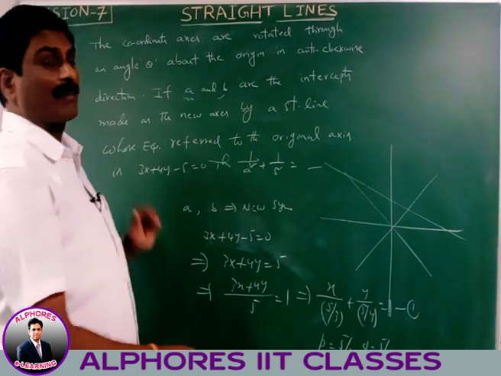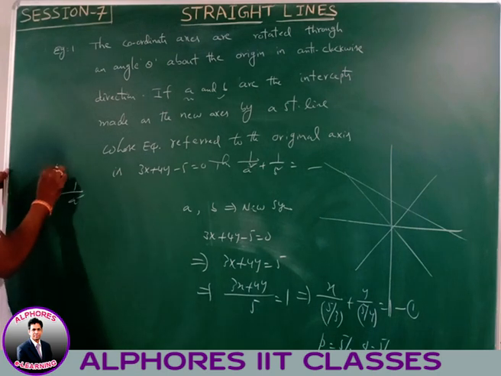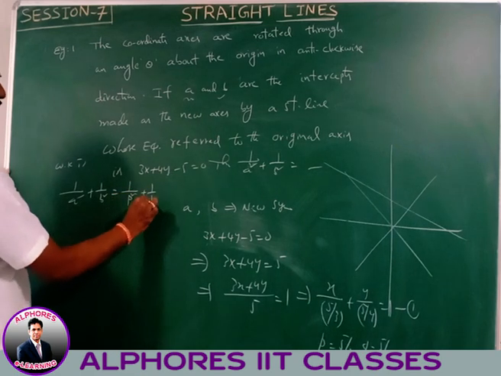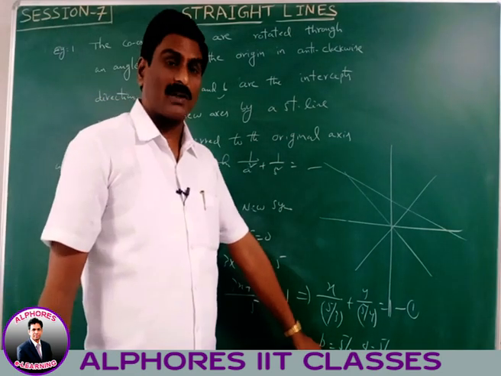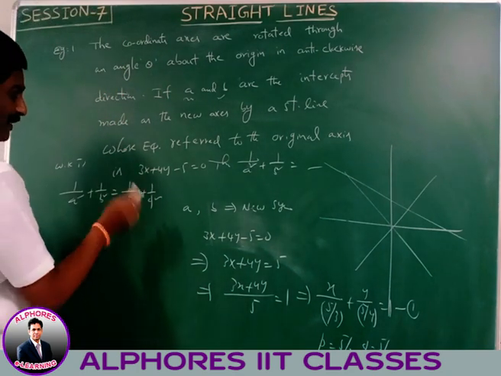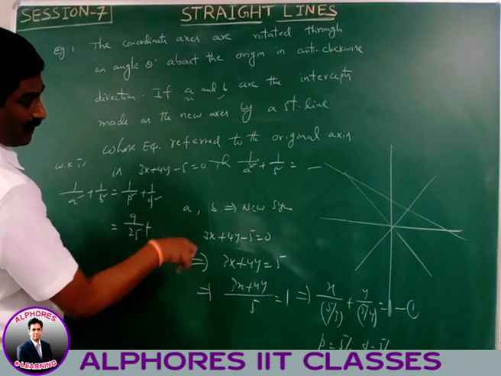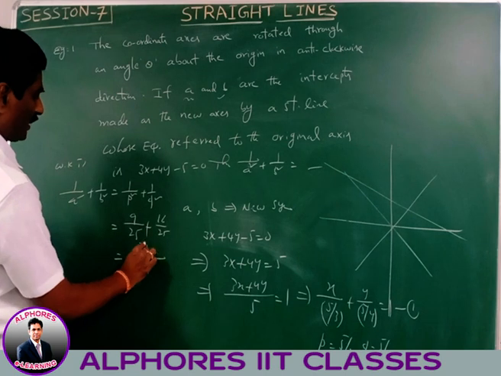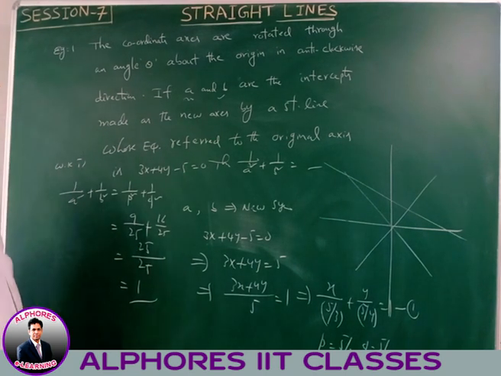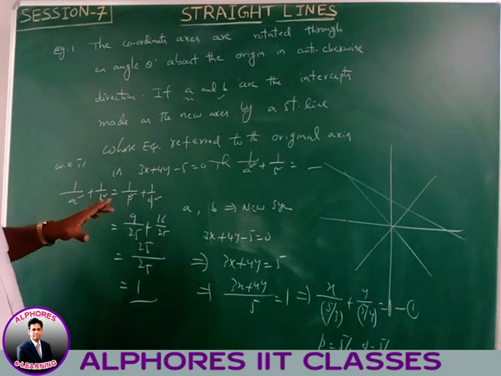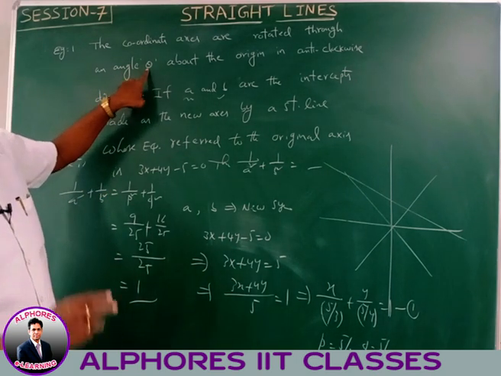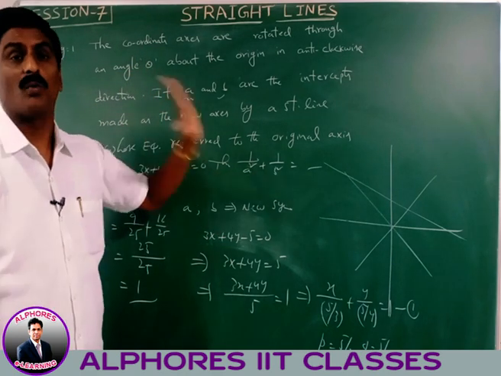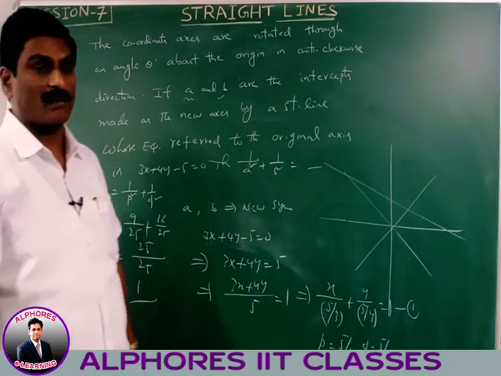Already we know the formula: 1 by a square plus 1 by b square is equal to 1 by p square plus 1 by q square. Here, what is the value of p? p is equal to 5 by 3. 1 by (5 by 3) whole square means 9 by 25, plus 1 by (25 by 16), that means 16 by 25. The LCM is 25, 25 by 25, that is equal to 1. So 1 by a square plus 1 by b square is equal to 1. Whether the angle of rotation theta is clockwise or anti-clockwise, for any value of theta, this condition is true: 1 by a square plus 1 by b square is equal to 1 by p square plus 1 by q square.